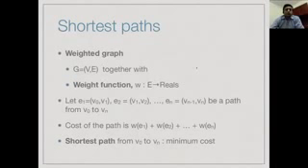So we will extend weights from edges to paths by just adding up the sum of the weights along each path. And now a natural problem that we want to solve is to find the shortest path between a given pair of vertices. That is, what is the minimum cost that I can incur to go from V0 to Vn?